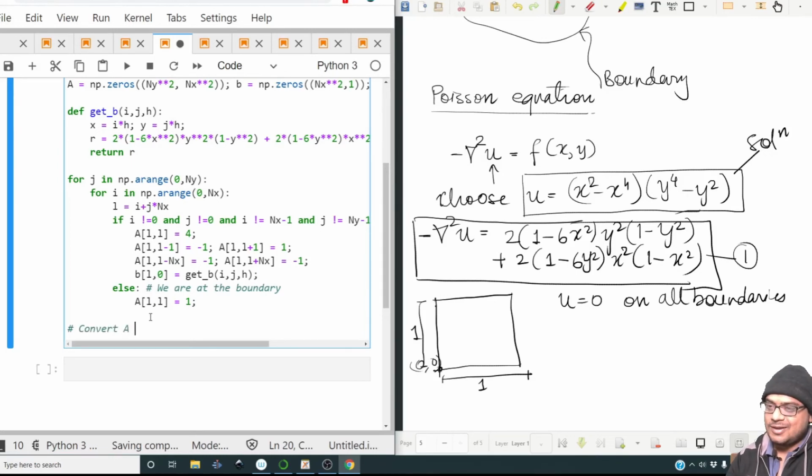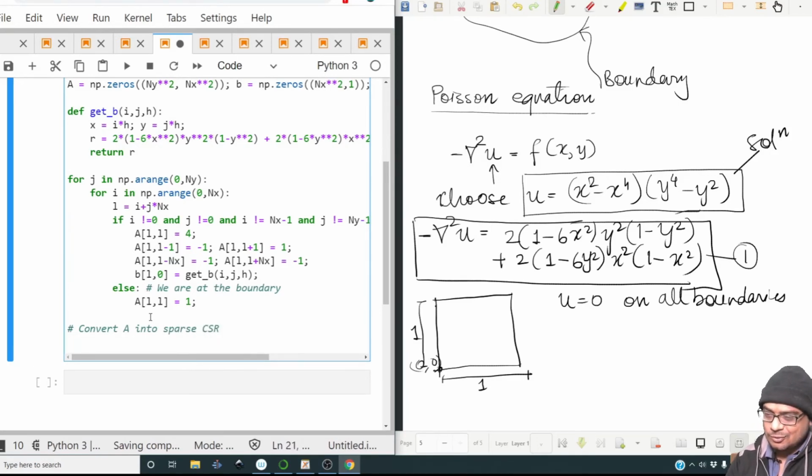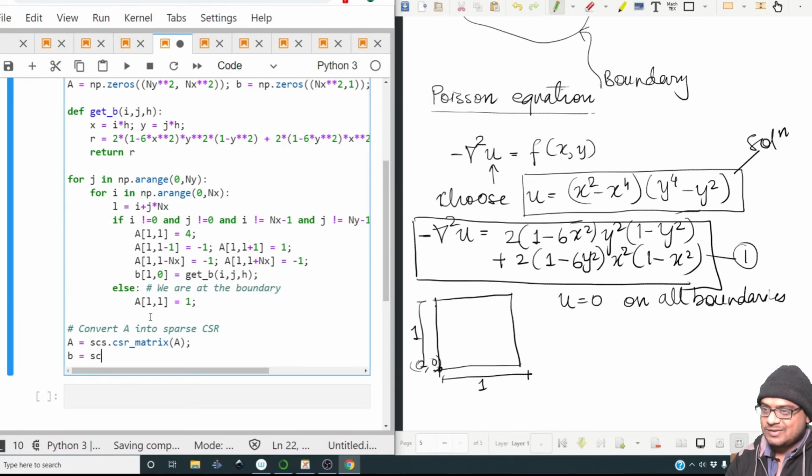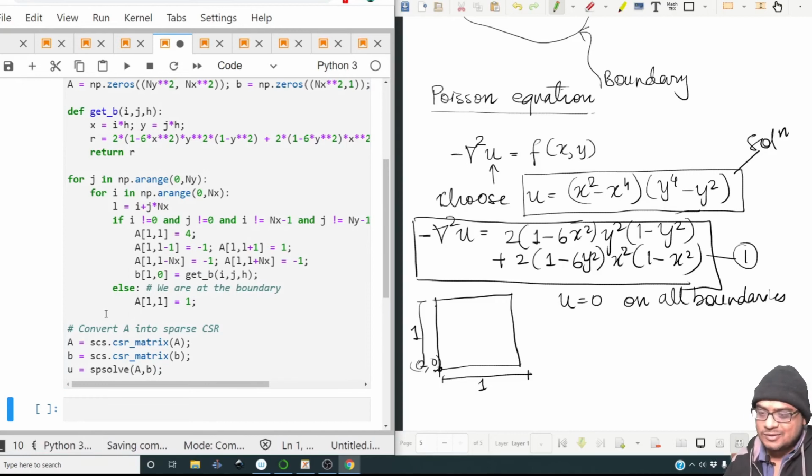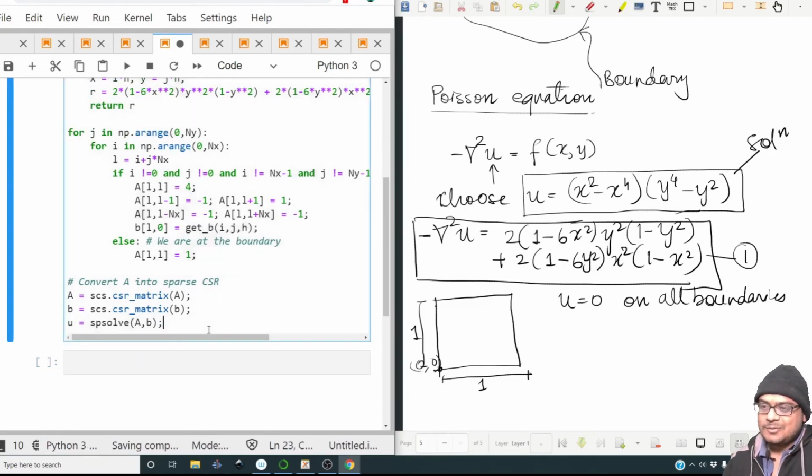Convert A into sparse, CSR format, compressed sparse row format. So A will be scs.csr_matrix of A, B will be scs.csr_matrix of B, and finally U will be sp.solve of A comma B. Boom, everything runs. Great. So now, now what?